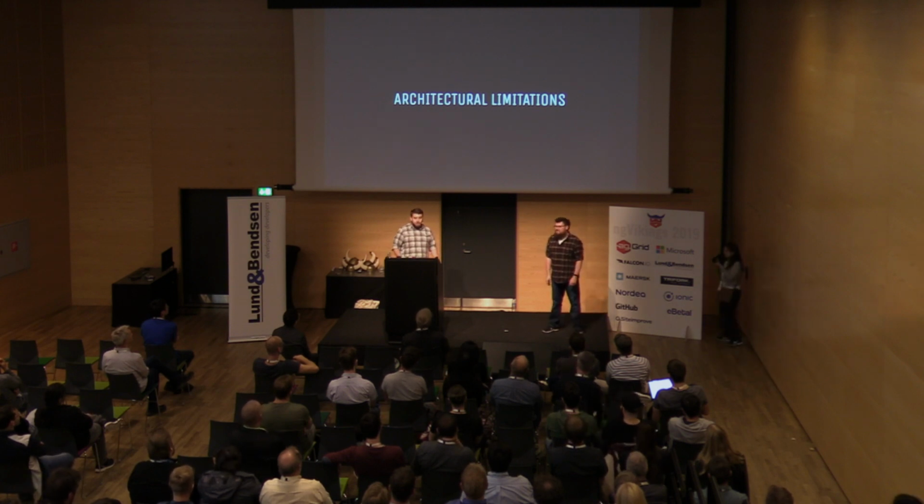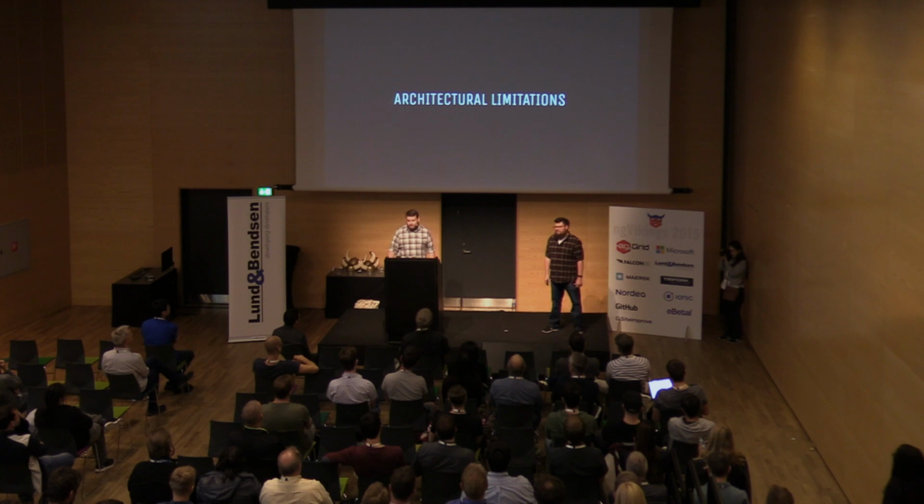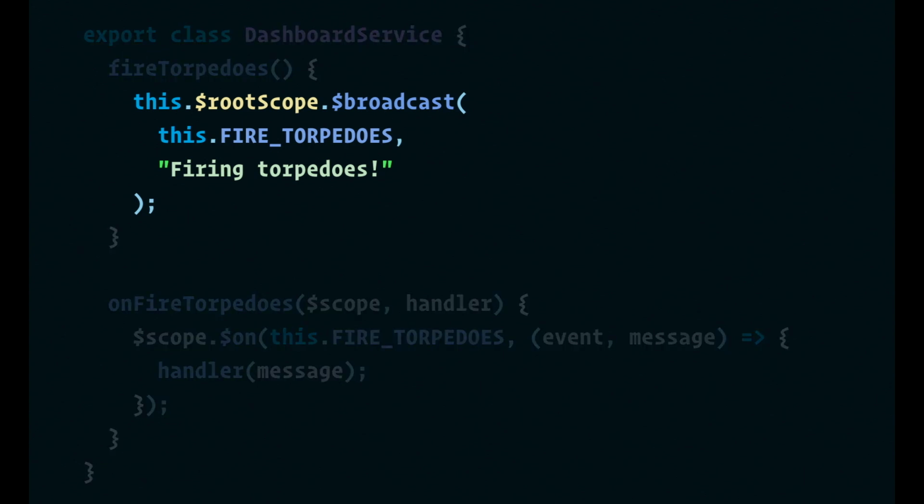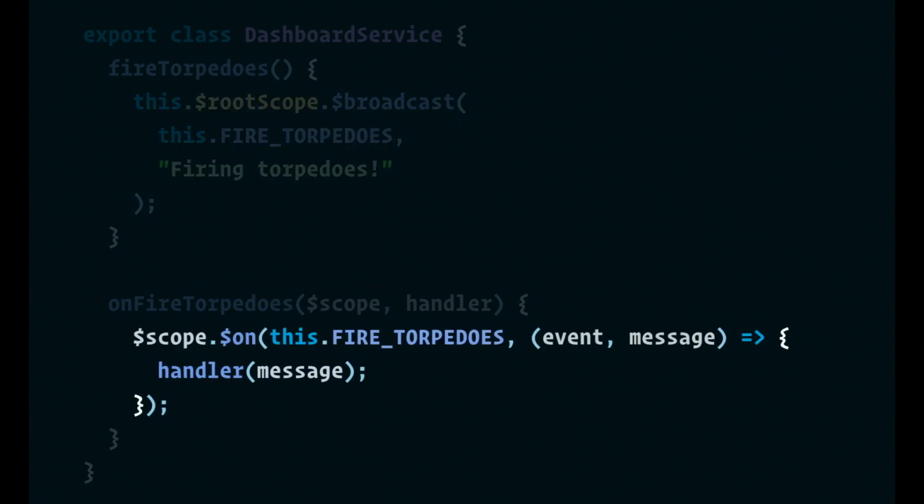So we tried to build this AngularJS app using AngularJS best practices, to be fair to the framework. And there are 2 limitations that are going to make this difficult to upgrade to Angular. The first is that $rootScope is everywhere. If we take a look at one of our services, whenever the user presses the fire torpedoes button, we call the fireTorpedoes method, which broadcasts an event on $rootScope. If other components, like the status component, want to be notified when the user has pressed the button, they can register a callback using $scope to listen for that event.